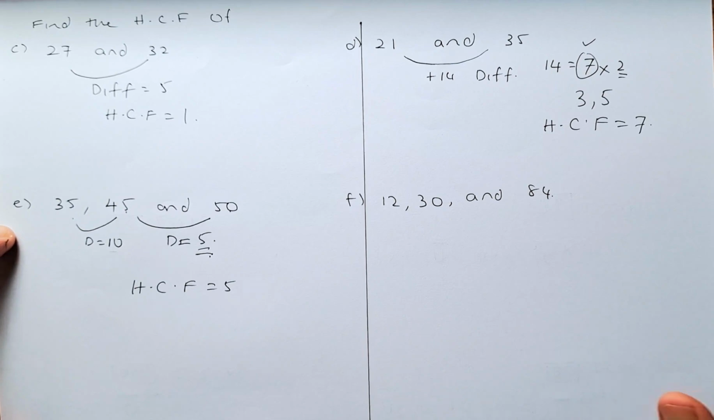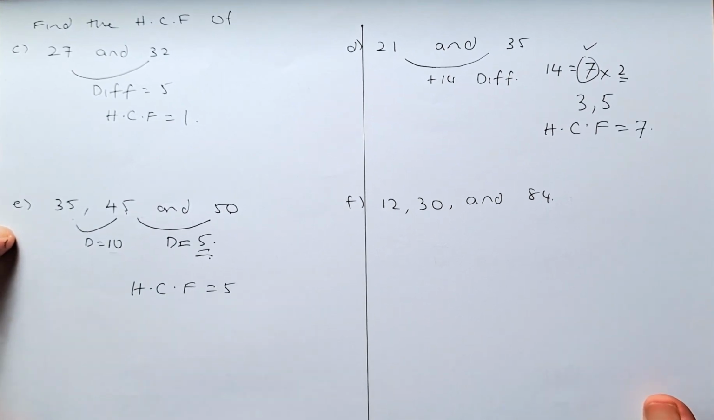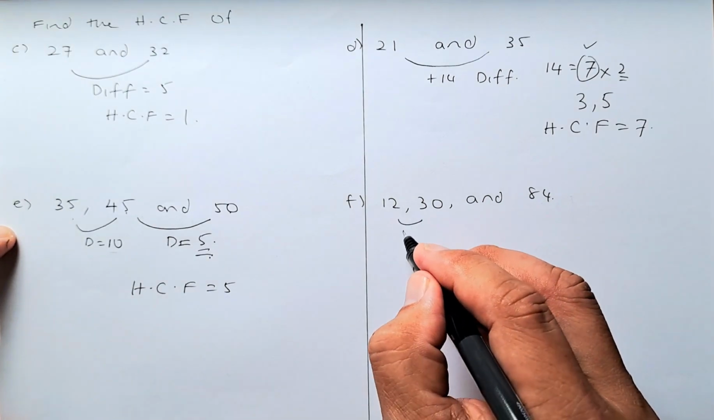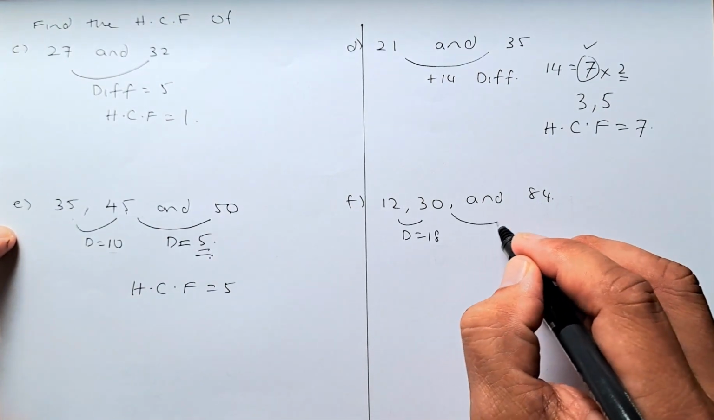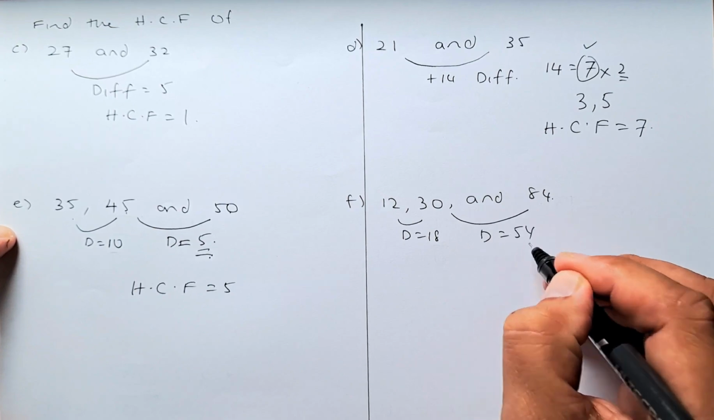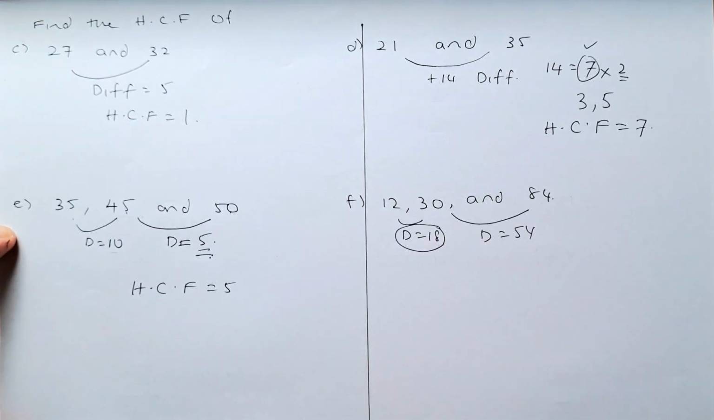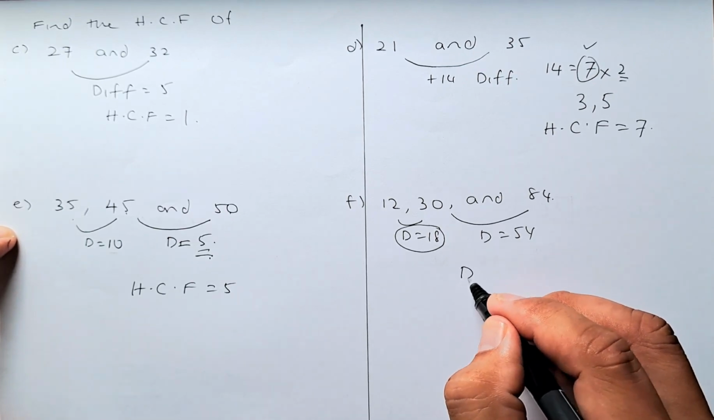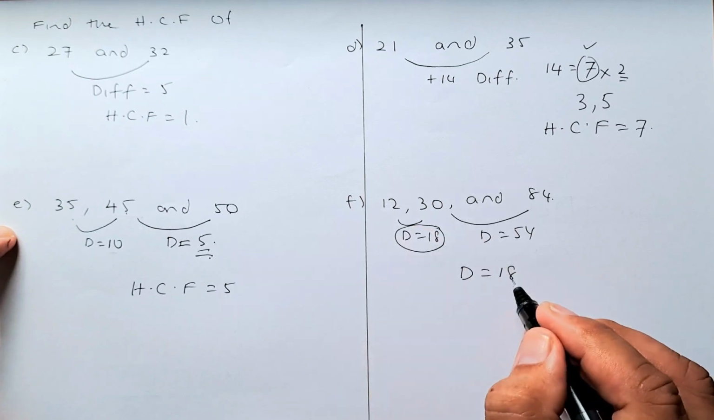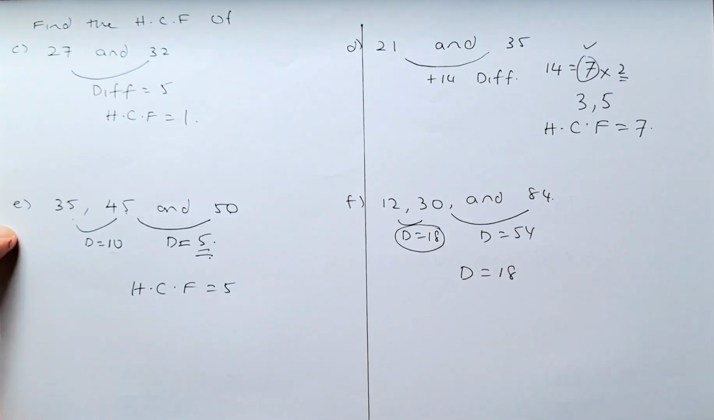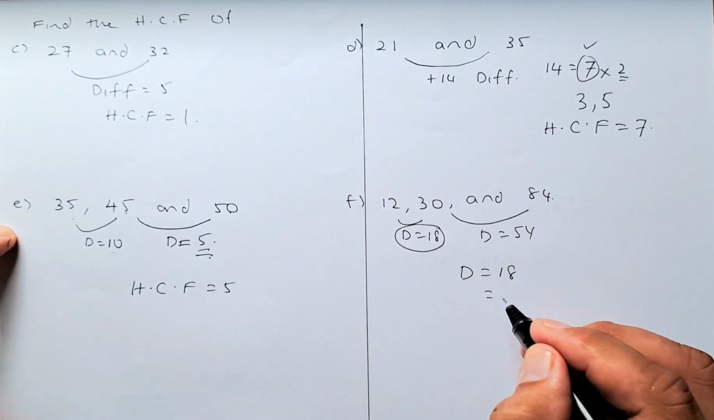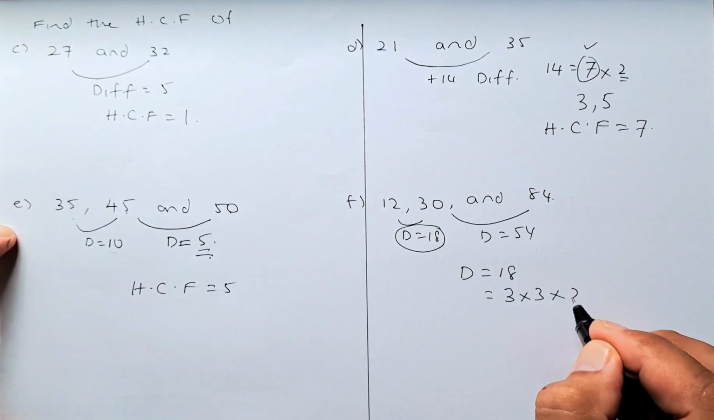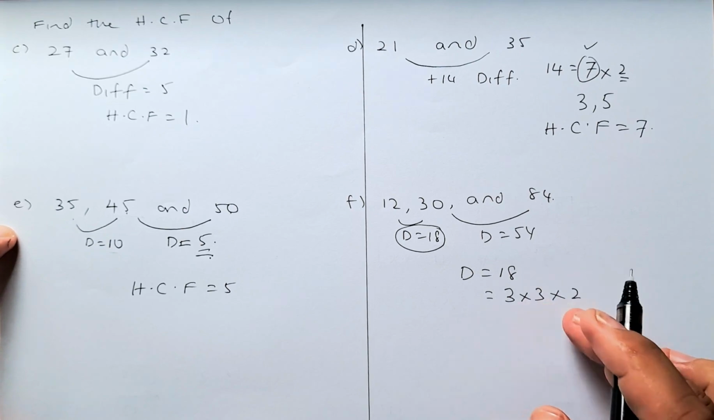Okay, the hardest of the lot is to find the HCF of 12, 30, and 84. So the difference is 18, and the difference is 54. You look for the lowest common difference. So the difference is 18. Can 12 be divided by 18? No. So you can simplify 18 further. So 18 is made up of 3 times 3 times 2. 3 times 3 is 9, 9 times 2 is 18.